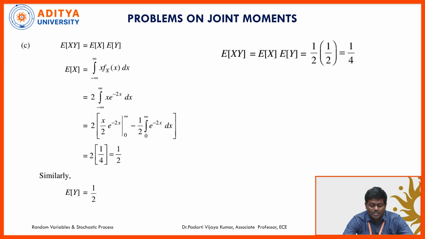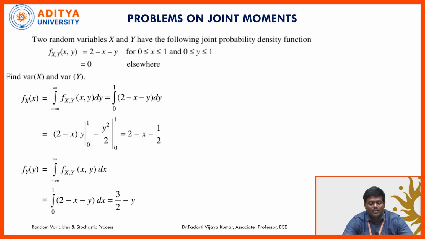So, expectation of xy is equal to expectation of x into expectation of y, which is equal to 1 by 4. The marginal density function of x is computed and substituted here, we will get 1 by 2. In a similar manner, expectation of y also, y into fy of y, y into 2 e power minus 2y, we will get 1 by 2. 1 by 2 into 1 by 2 is 1 by 4. The condition is satisfied, so they are uncorrelated.